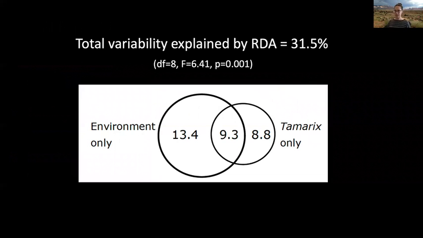So for the whole RDA that I just showed you, we explained 31.5% of the variability in guild cover. And this is just to show you that almost 9% is just explained by Tamarix alone. So while Tamarix does covary with environmental gradients, it also has an influence on the plant community separate from the environment.